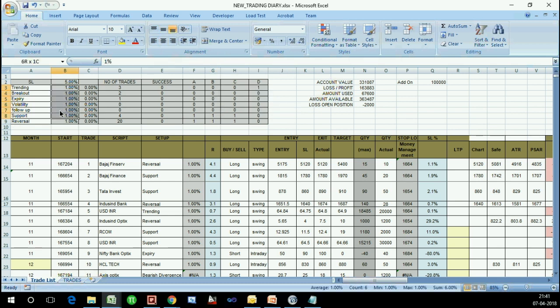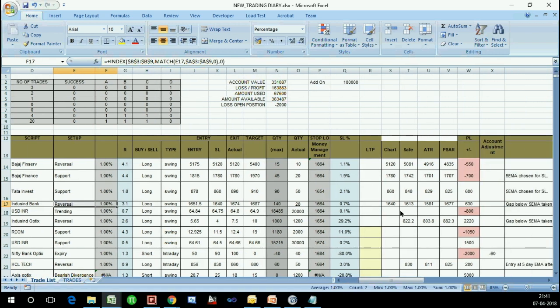So what I've done is I've decided how much I'm going to lose on each type of trade. Trending trade 1%, 1%, 1%, and 5% for the month. You can decide your own limits, but this is what I do. Then this is the month, this was the starting amount, and this is the trade number, script, what was the setup, and corresponding to that, how much I'm willing to lose. Then I decide what my stop loss is. This is the stop loss. This is the entry I could get. This is the amount I'm going to lose if I'm wrong. So this gives me the maximum quantity I can trade.